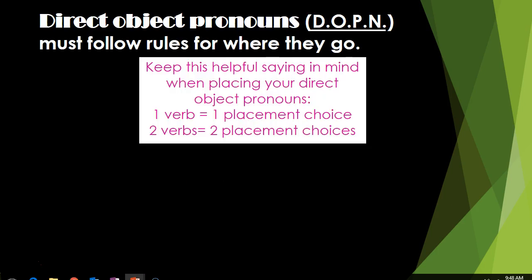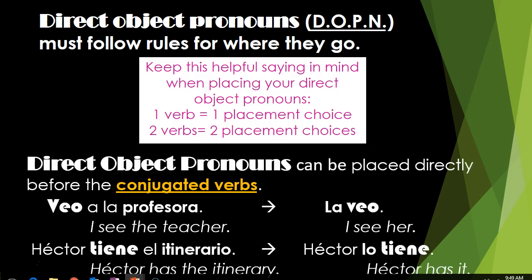Okay, direct object pronouns, or DOPNs, as we often refer to them, must follow rules for where they can go. There's a special place that they have to go. So keep in mind this helpful saying when placing your direct object pronouns. If there's one verb, there's one placement choice. It can only go one place. If there are two verbs, there are two placement choices. There's two ways you can write your sentence.